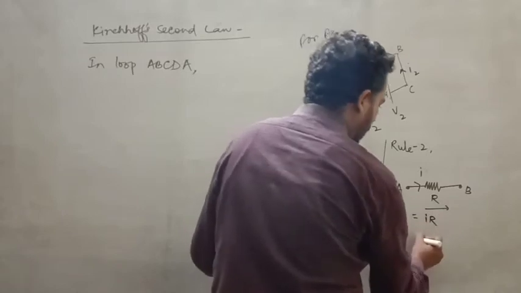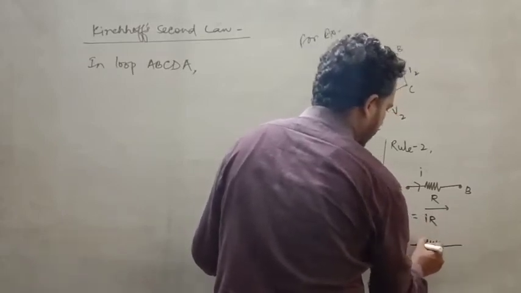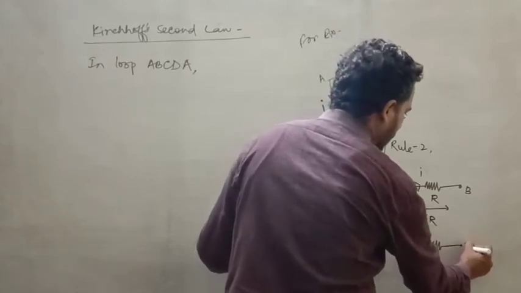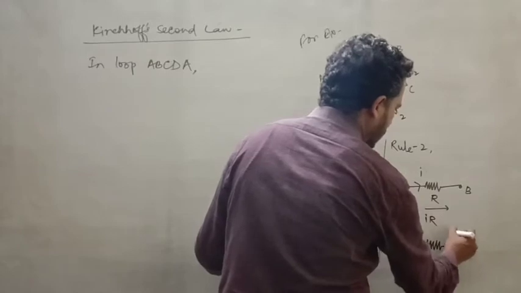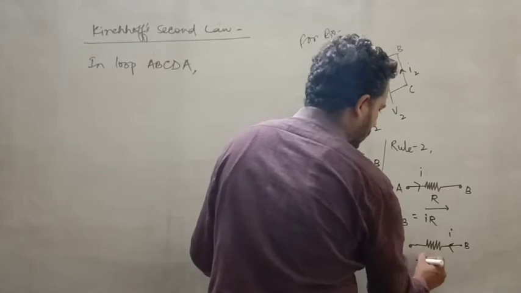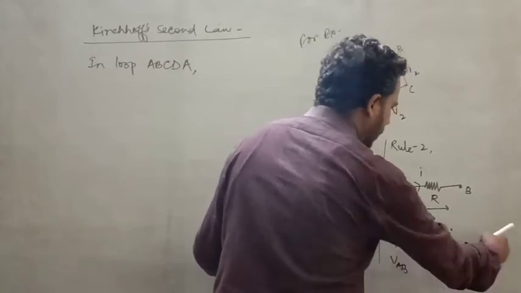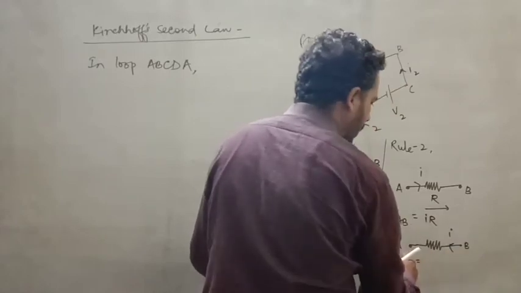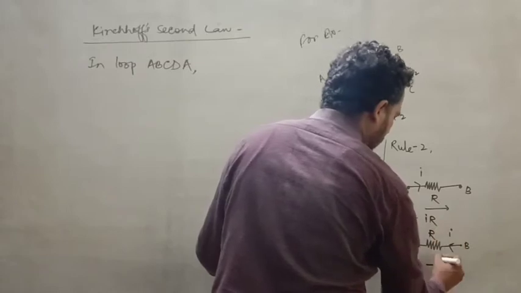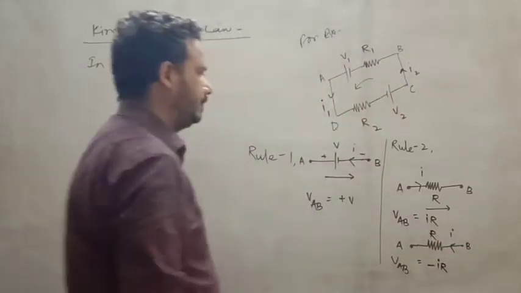But if your current is in the opposite direction, see here, this is terminal A and this one is terminal B. If current I is flowing in this direction, then how much is VAB? Now you are going from A to B, that is from here to there, and current is flowing from B to A. So your potential drop in this resistor R would be minus IR. So this is the rule.